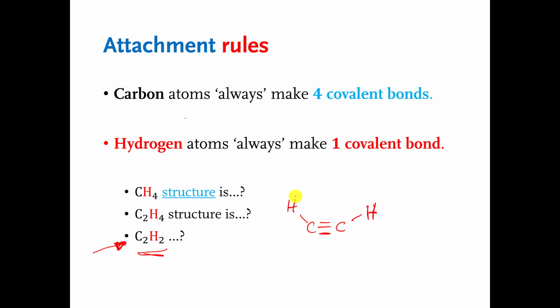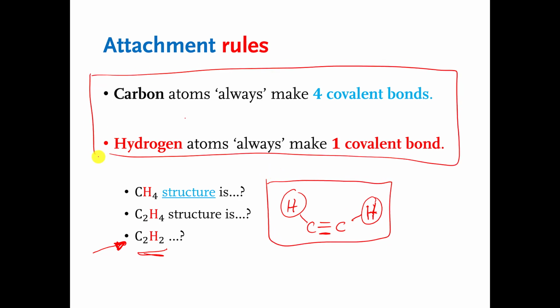And if you look at the hydrogens, there's only one solid line going into them, which means they're both making 1 covalent bond. So this is the only way that we can draw C2H2 and not break these 2 rules above. Everyone good? I can't hear you. Alright, I'll take your word that you're good.